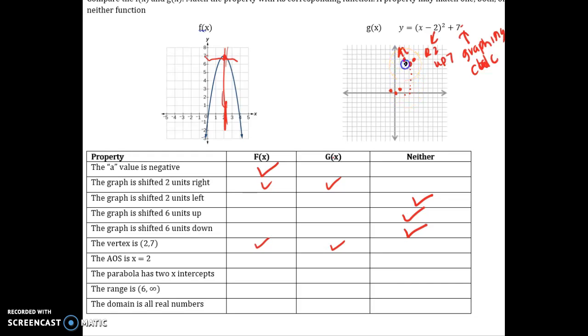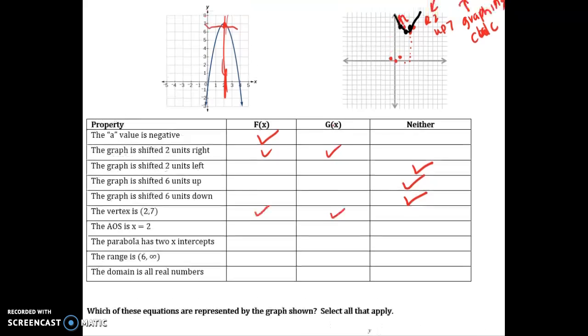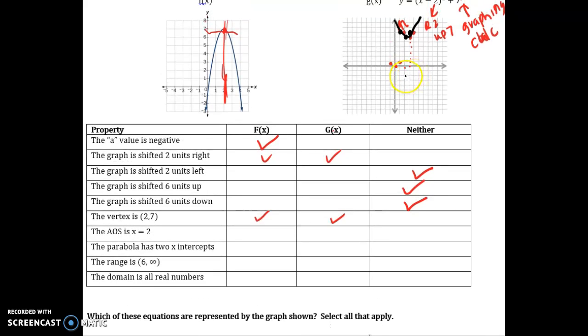Sorry, I have my parabola in the wrong spot. It should be right here. But I don't think it's messed up any of my problems, because I did realize that it shifted left too. Okay, anyway, continue. Axis of symmetry for both is at x equals 2.